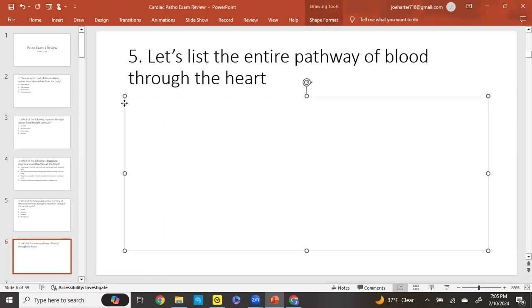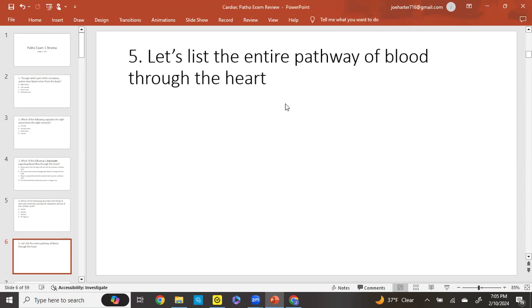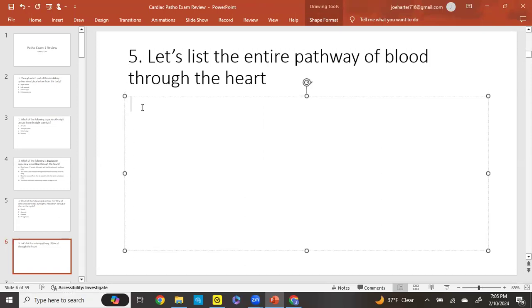I wanted to write it out. Okay. So we'll do IVC for inferior vena cava and SVC for superior. And then you said right atrium. Yes. So we'll do RA for that. And then through the tricuspid valve, okay, into the right ventricle. Right.